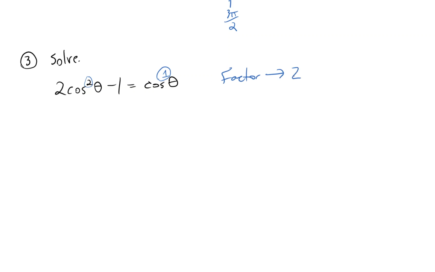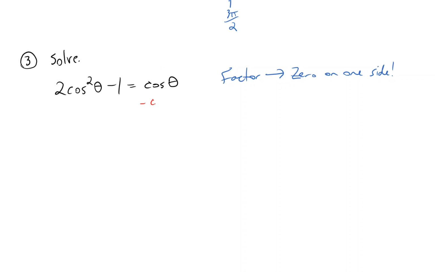Example 3, we want to solve 2 cosine squared theta minus 1 equals cosine theta. Now again, we've got a squared cosine and a cosine to the first, so we can't use square roots. So instead we have to factor. But if I want to factor, I have to have 0 on one side. So don't forget that.